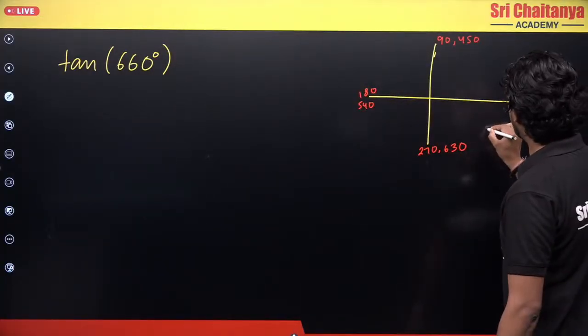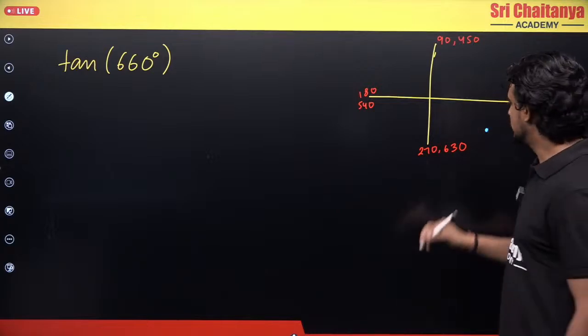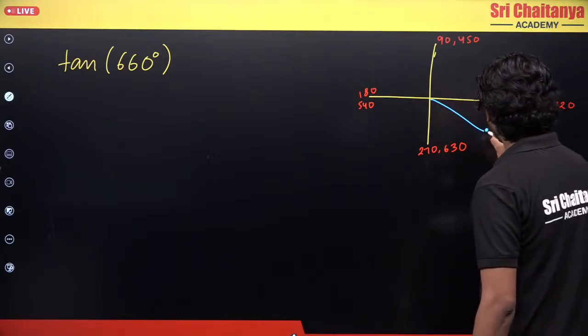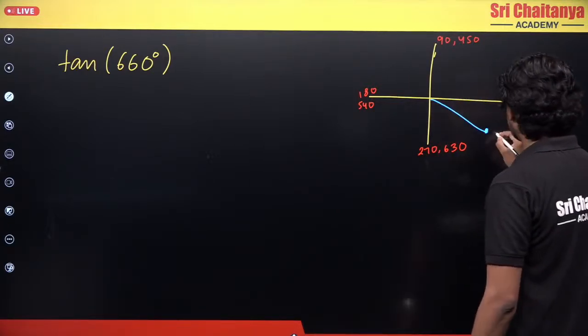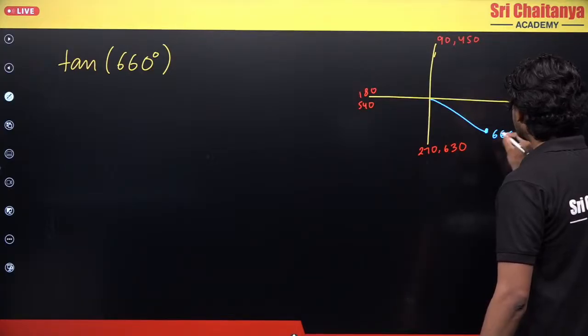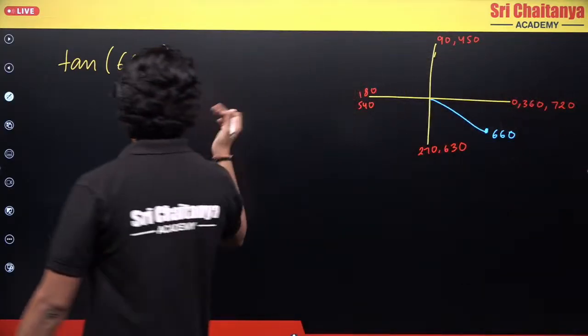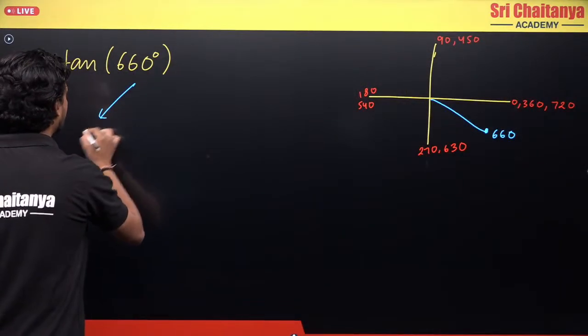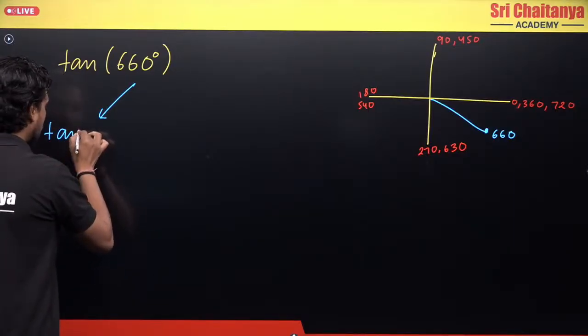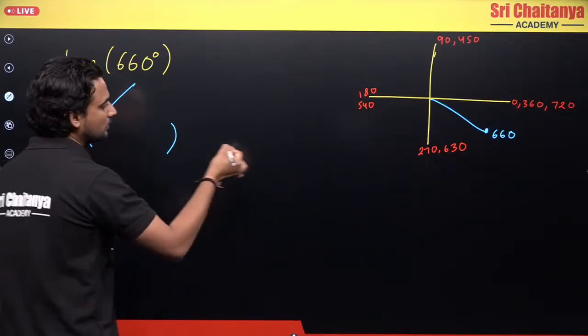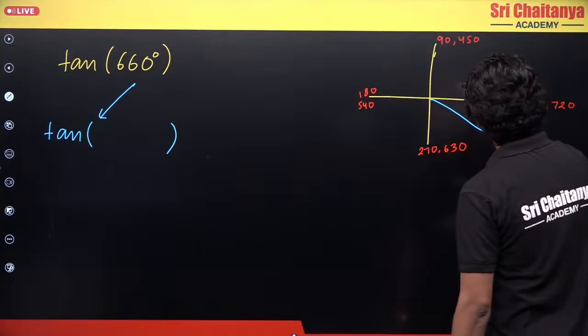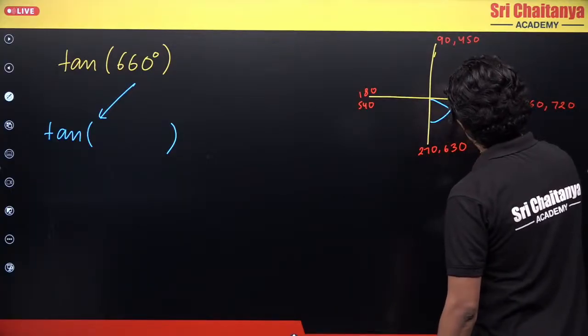That is the fourth quadrant, right? So I will say that it is lying somewhere here. So what is this? 660. Now I can write my tan in two different ways. What are the two different ways? Tan of some vertical angle plus theta, right? So what is the vertical angle? So either this or either this, right?